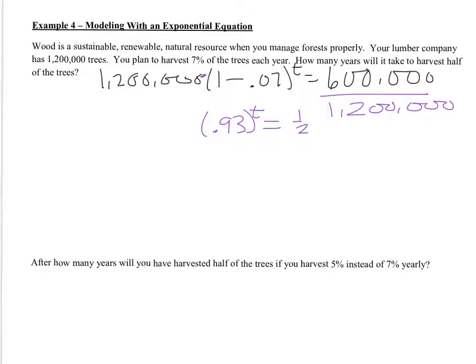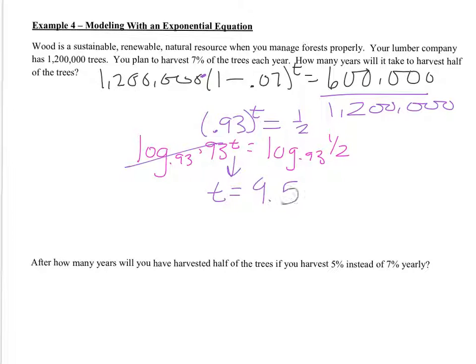So now I want to solve this. When I look here, my base is 0.93. So what I can do is go log base 0.93 of 0.93 raised to the t power equal to log base 0.93 of 1/2. These two bases will cancel each other, leaving me with just the time. So if I plug that into my calculator, I would get my time to be equal to 9. I still want you to round to 4 decimal spots. 9.5513 years. So in the 10th year, half of your trees will be gone.